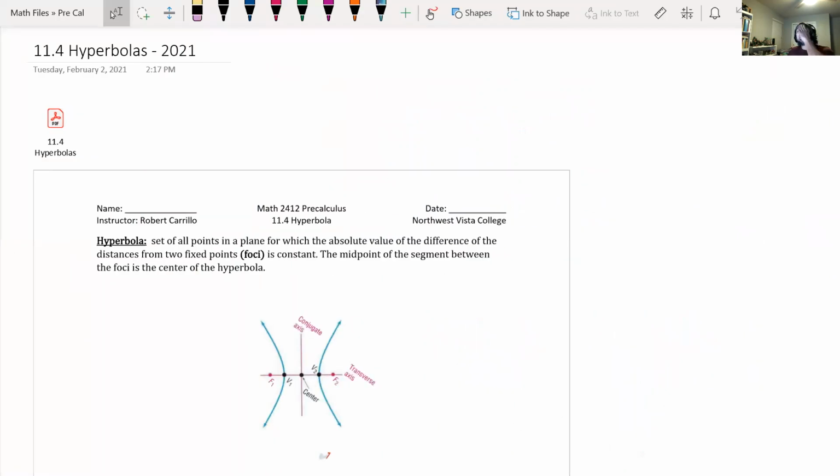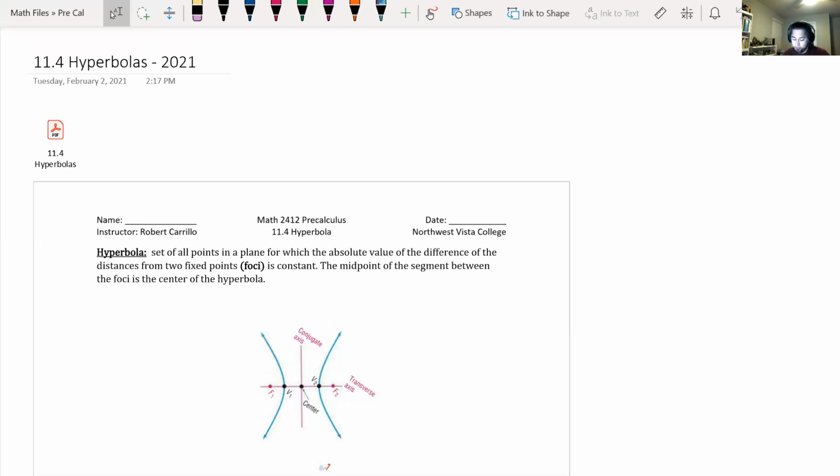Okay. Here is our last conic, the hyperbola. And it has similar things to the ellipse. It's basically you split the ellipse in half and inverted the sides, right? So here is our hyperbola: the set of all points in a plane for which the absolute value of the difference of the distances from two fixed points, the foci, is constant. The midpoint of the segment between the foci is the center of the hyperbola.